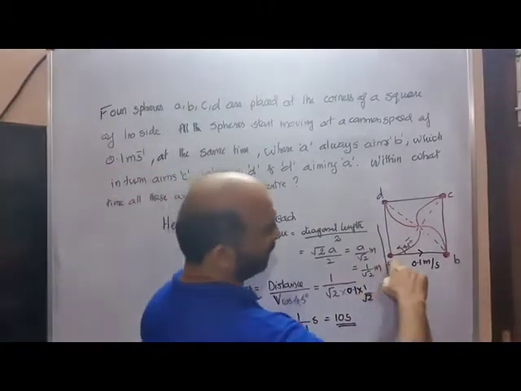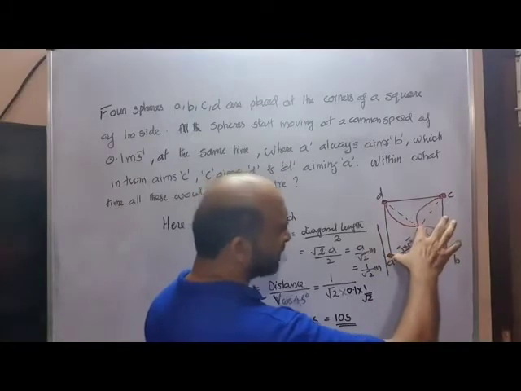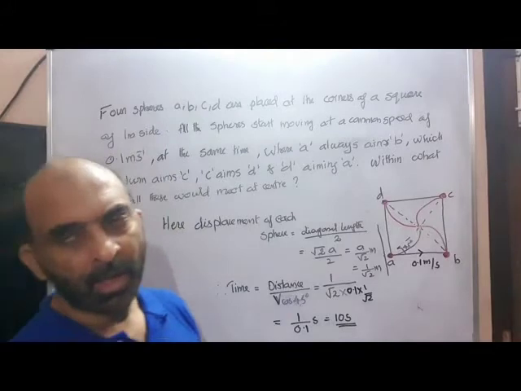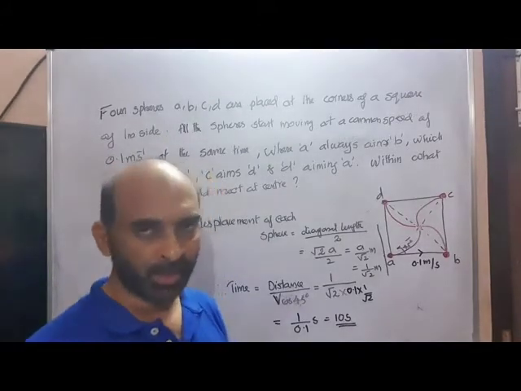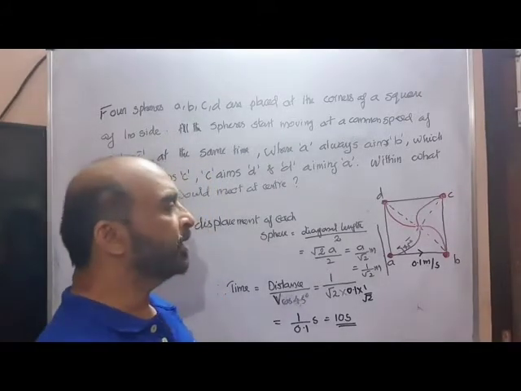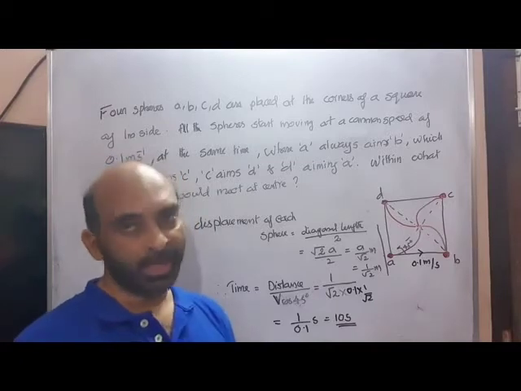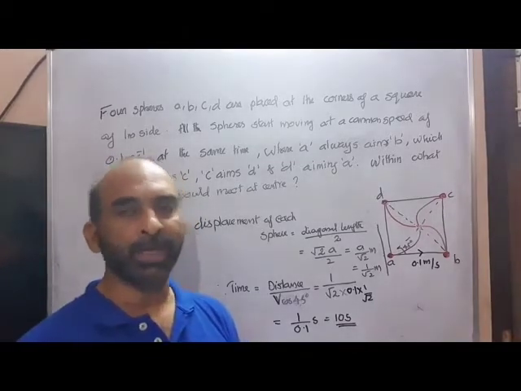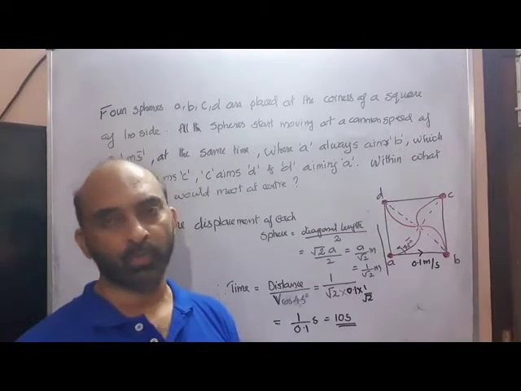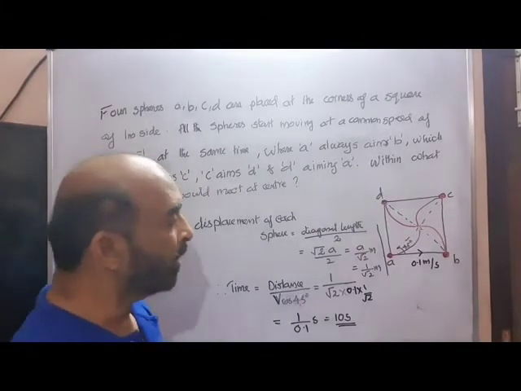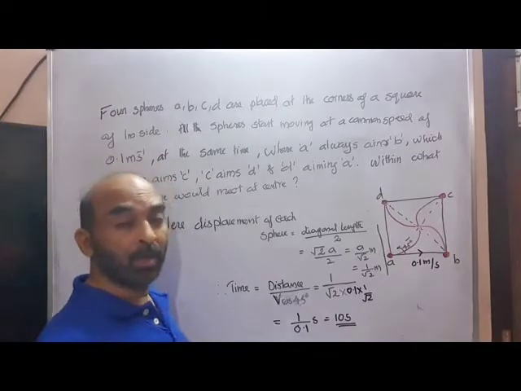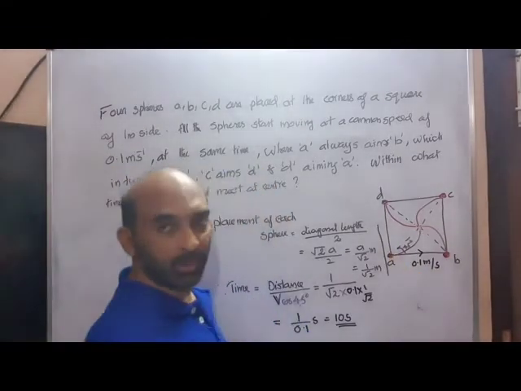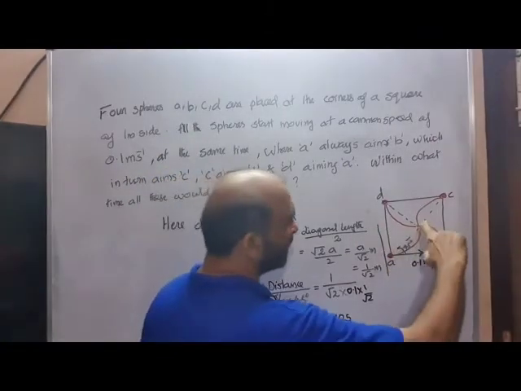Now, during their meeting, the distance covered by each sphere is half of the diagonal of the square. That is, root 2a is the diagonal and its half means root 2a by 2, that is a by root 2. Okay. Now, we also have to think about the component of the velocity along the diagonal.